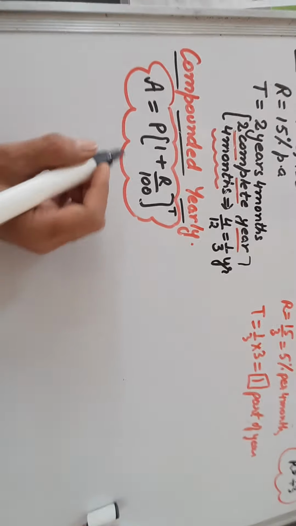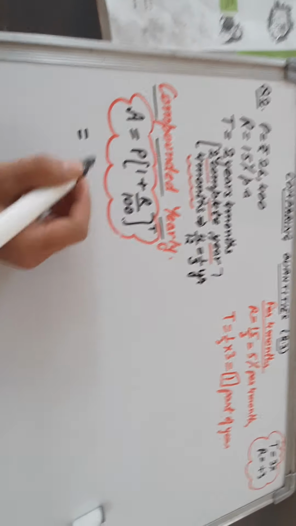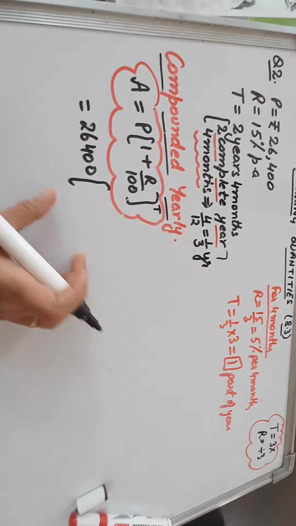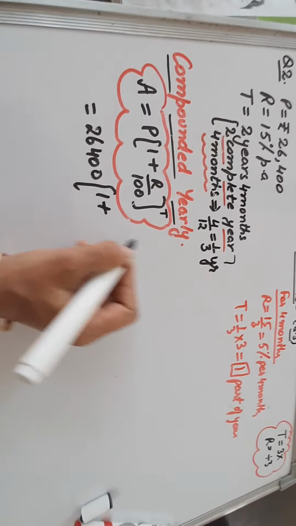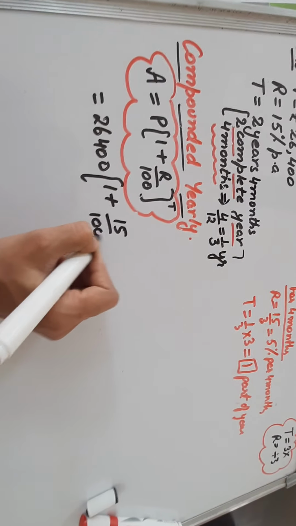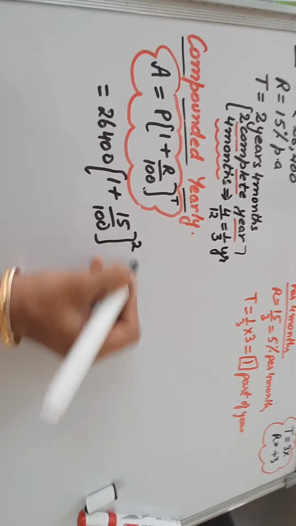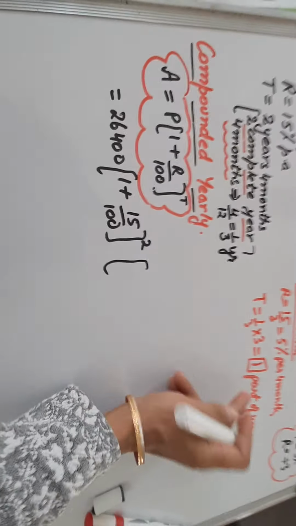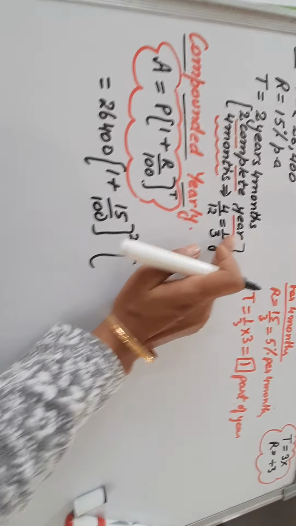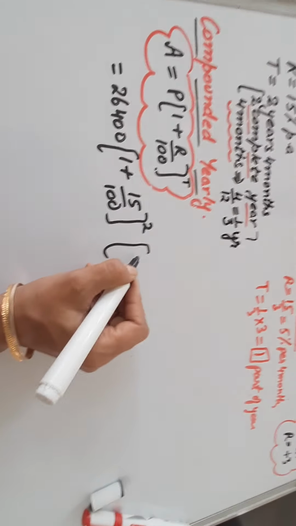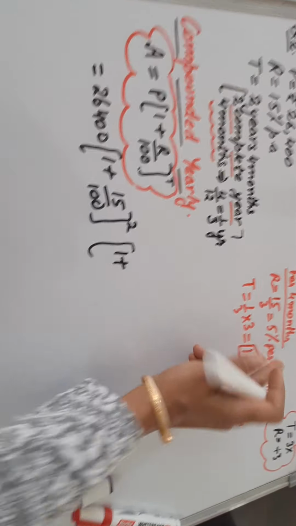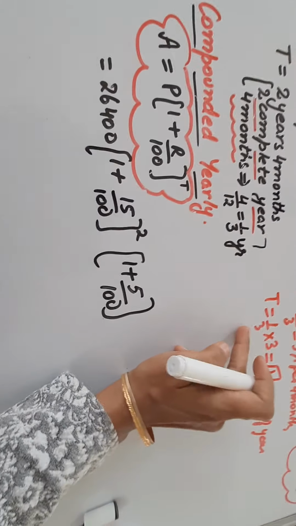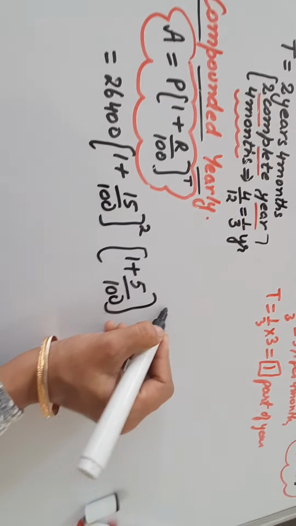So now dear students, let's put the value. Principal is 26,400 into, for 2 complete years we'll take one bracket, 1 plus 15%, and 2 complete years, so power is 2. And for 4 months, यहाँ पर हम year put करते हैं, 4 months नहीं. So we have converted it into year. 1 by 3 year means time will be taken as 1 plus rate. For 4 months rate will be 5 divided by 100, and 1 by 3 when multiplied by 3 will get 1. So power 1.